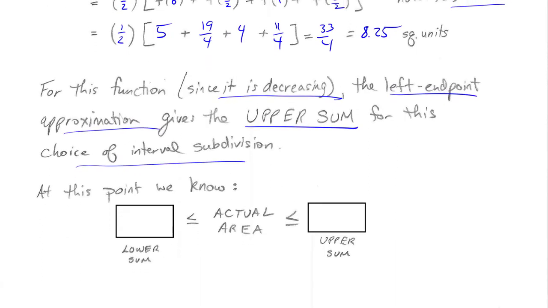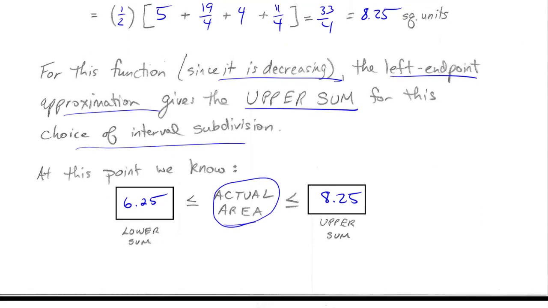That's actually pretty informative because right now we know we have a lower sum that we found before, the 6.25, and we found an upper sum of 8.25. And so even though we don't know the true area, we actually do know it's between these two values. So we've garnered a decent amount of information there.